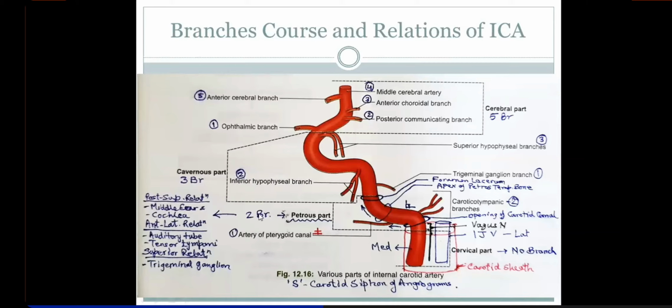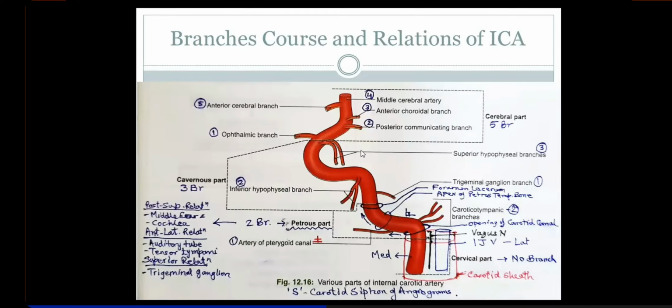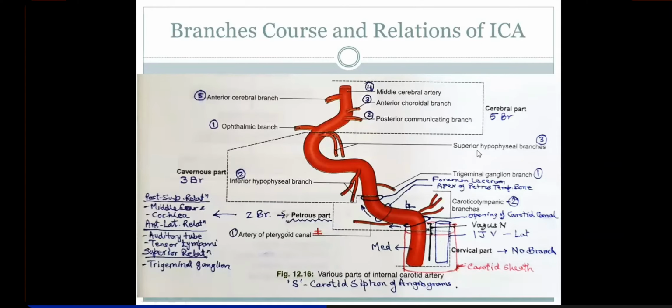So petrous portion, 2 branches. Cavernous portion, 3 branches. Now these 3 branches, 2 branches will reach to supply the pituitary, right? Because it's running in medial relation to cavernous sinus. So you can say on the lateral side of the hypophyseal fossa, both the sides. So it will give branches to the pituitary gland, the superior and inferior hypophyseal branches. Superior hypophyseal artery, inferior hypophyseal artery, right? These are the 2 branches from the cavernous portion.